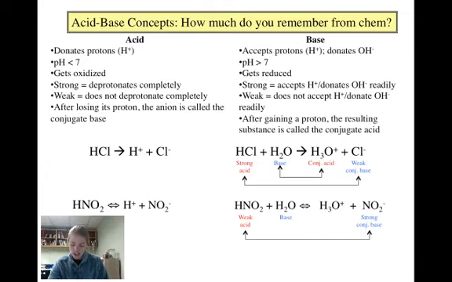Once HNO2 loses the proton, the anion that results is NO2- and is known as the conjugate base. The water that has taken the proton from the HNO2 is the conjugate acid. In this case, HNO2 is a weak acid. Therefore, NO2- is a strong conjugate base, as it will readily accept protons to become HNO2.